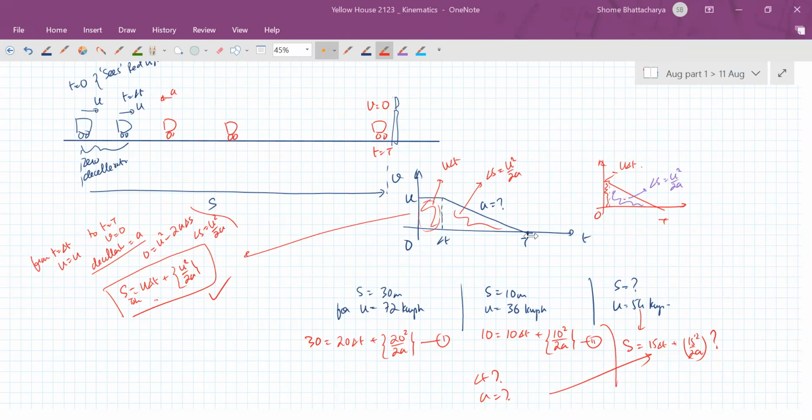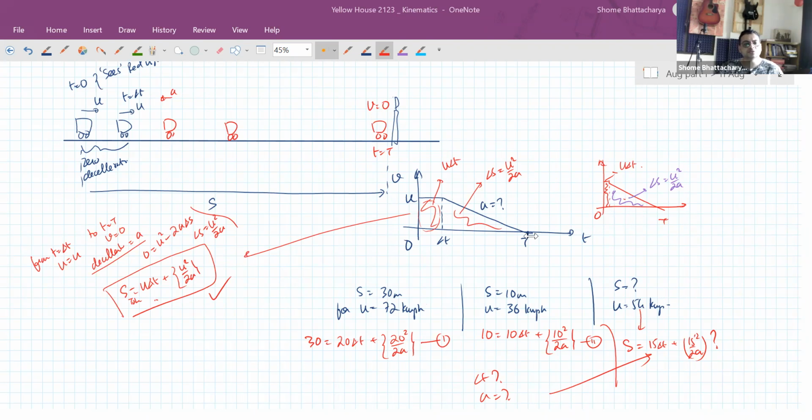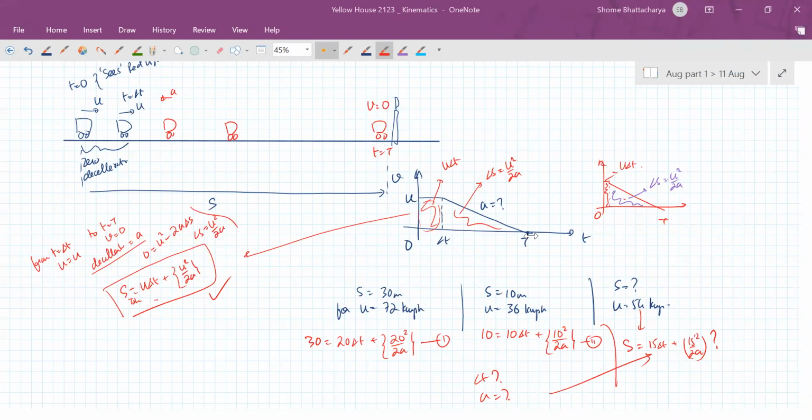Yes, so for the major test, will we have relative velocity also? No relative velocity. The major test is only up to motion along a straight line. So the portion is up to what we have discussed in the last lecture, the Kinematics 2 lecture. So vertical motion will not be coming.